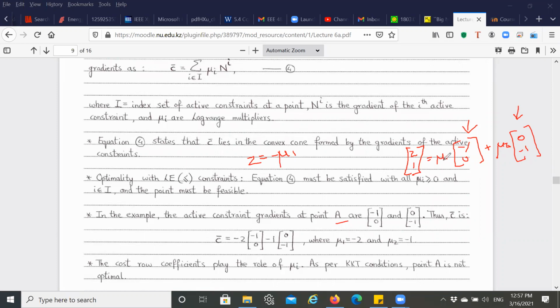And the second one would be 1 is equal to mu1 times 0, which is 0, plus mu2 times -1, which is minus mu2. So we see that the mu's that we get over here are -2 and -1, and they are negative. But we have said that for a less than equal to constraint, they should always be non-negative. So obviously A is not an optimal point because it doesn't satisfy this condition. All right, is it clear? So as per KKT condition, point A cannot be an optimal point. Is it clear, guys? Any questions?